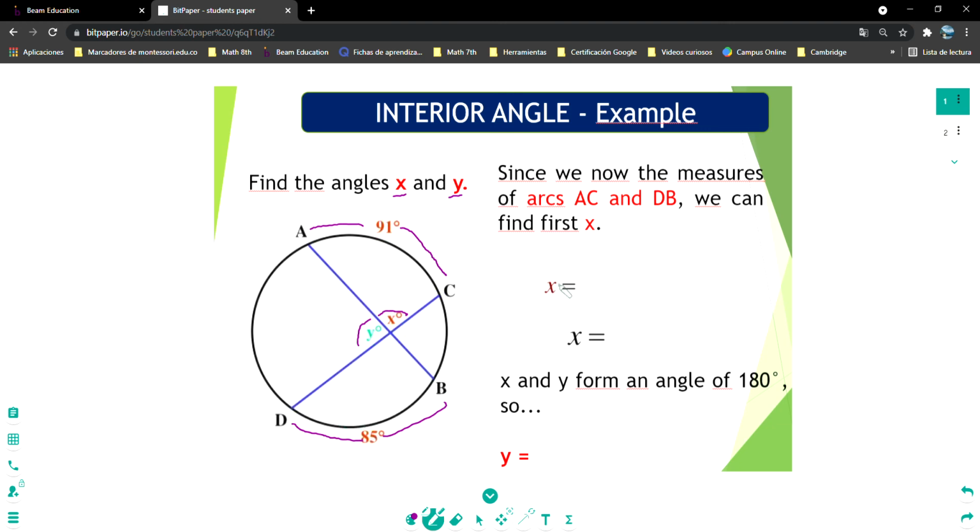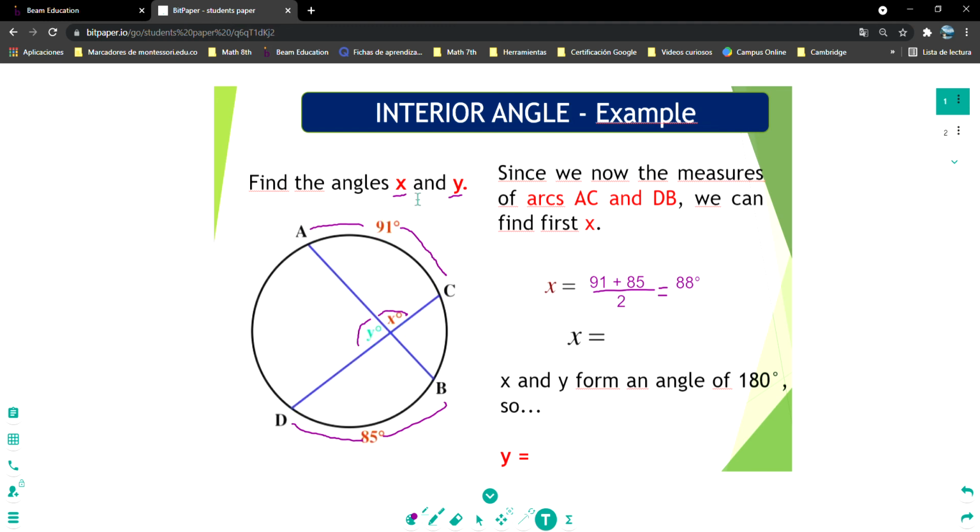Okay, guys, so remember that the formula to find interior angles, we need to add the arcs that form this interior angle divided by 2. So if we add 91 plus 85 divided by 2, that way we can get this interior angle. If we do this operation, that will be 88 degrees, okay? So we already found this interior angle.